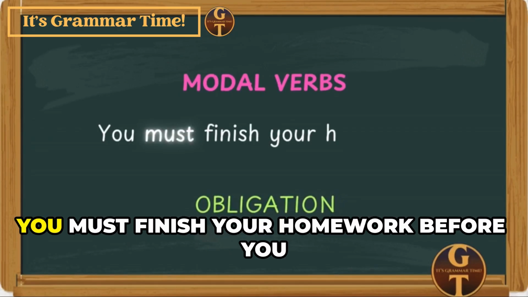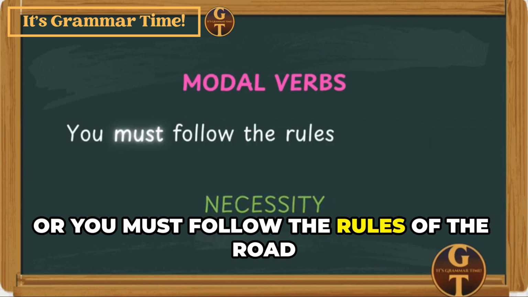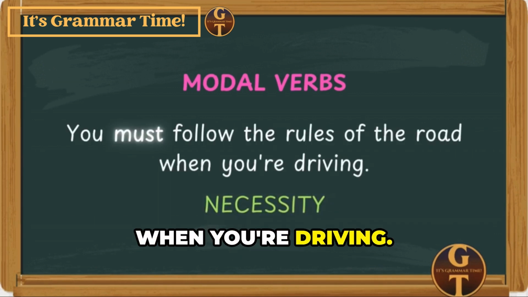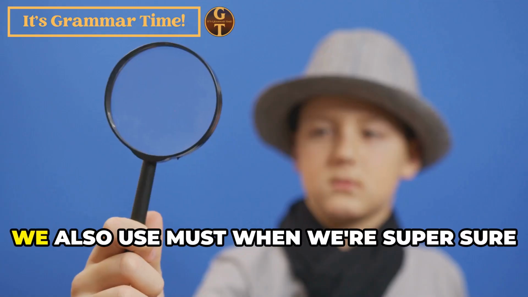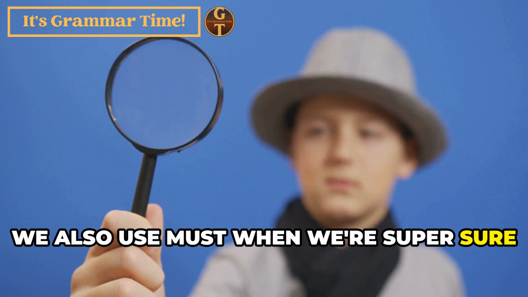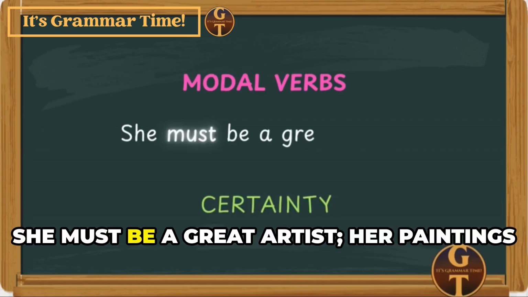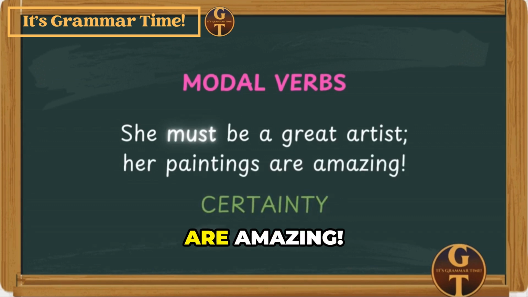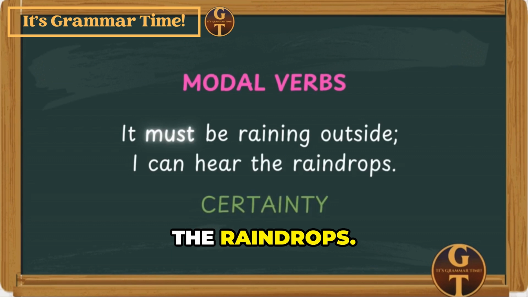For example, you must finish your homework before you play video games, or you must follow the rules of the road when you're driving. See how must emphasizes the importance of these actions. We also use must when we're super sure about something based on evidence or strong belief. Like, she must be a great artist. Her paintings are amazing. Or it must be raining outside. I can hear the raindrops.